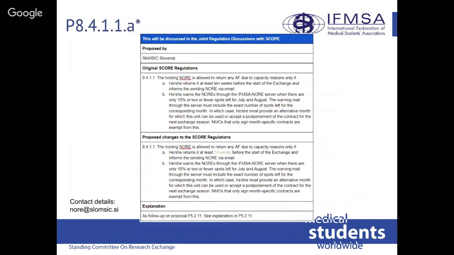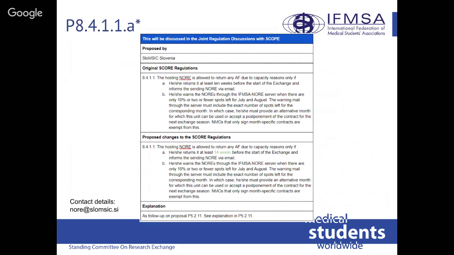The third proposal, also by Slomsec Slovenia, is also in line with the other ones. This is about the returning of AFs due to capacity reasons. In the current regulation, it states that she returns it at least 10 weeks before the start of the exchange and informs the sending NORI via email.